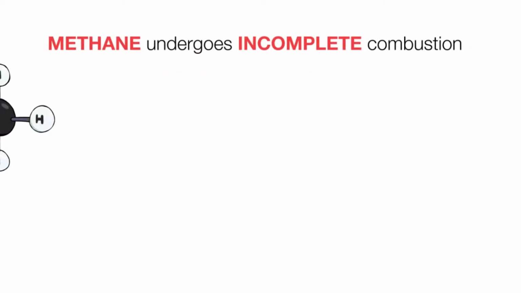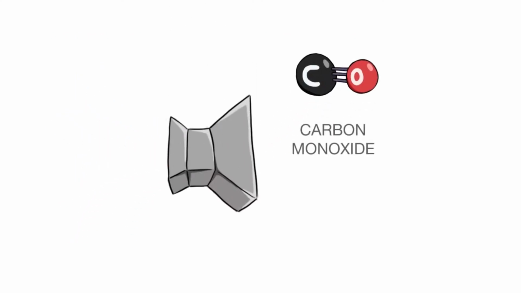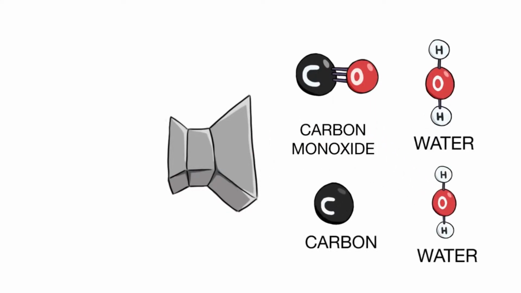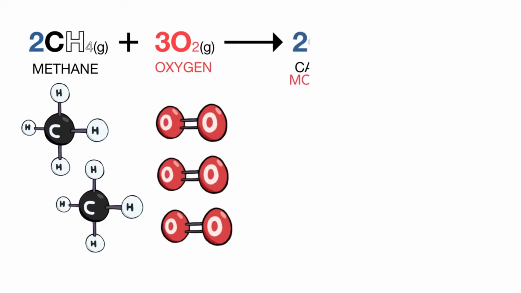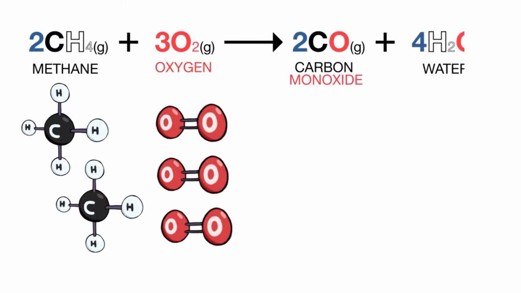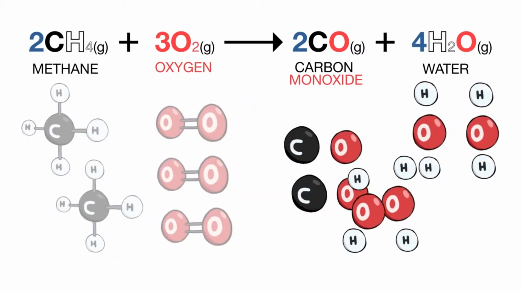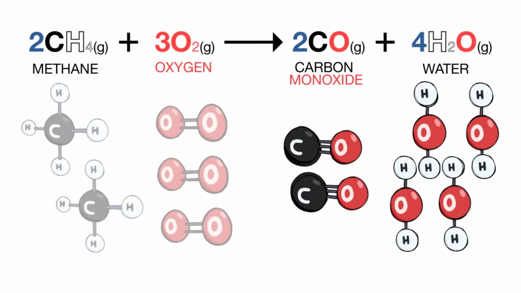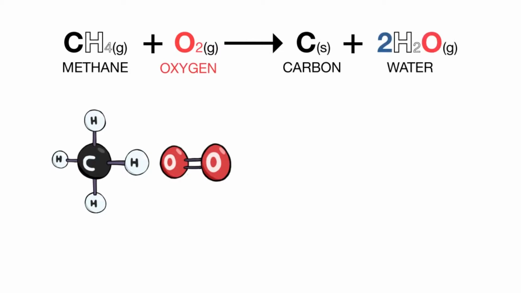When methane undergoes incomplete combustion, that's in a limited supply of air, it produces either carbon monoxide and water or carbon and water, as shown by the equations. 2CH4 gas plus 3O2 gas gives 2CO gas plus 4H2O gas. CH4 gas plus O2 gas gives C solid plus 2H2O gas.